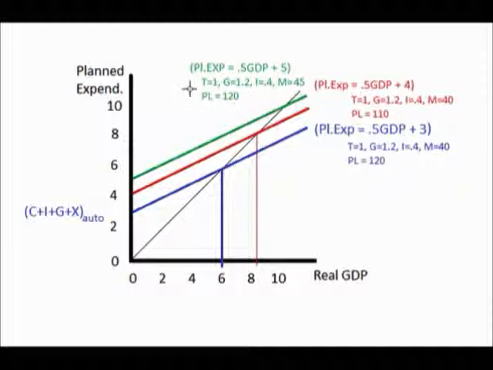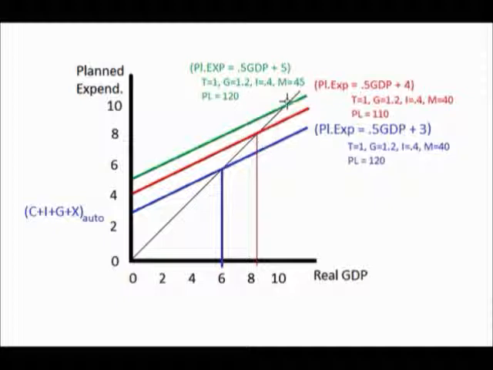I'm assuming that the tax variable is still $1 trillion of taxes. There is still $1.2 trillion of government spending. There is still $0.4 trillion of investment. And this M variable, which earlier I called materialism, it's just some made-up variable that describes consumption behavior. I've decided to increase that from 40 to 45.